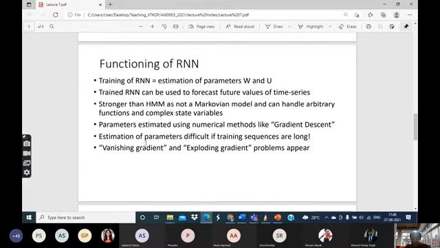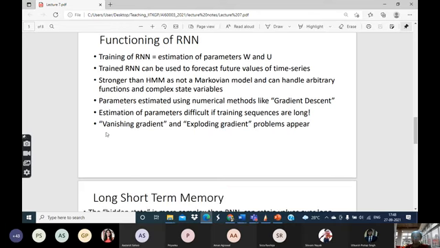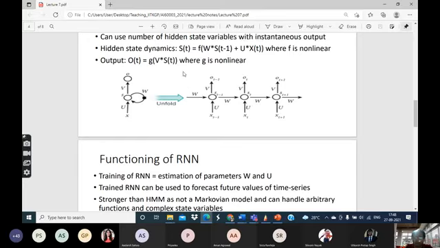But the thing is that estimation of these parameters becomes difficult if the training sequences are very long. There are some problems known as the vanishing gradient problem and the exploding gradient problem. Those of you who have done any deep learning course are already aware of these, but we are not going into the details in this class. Just to get an understanding of it, we are trying to estimate these parameters through numerical optimization algorithms, as I already said.